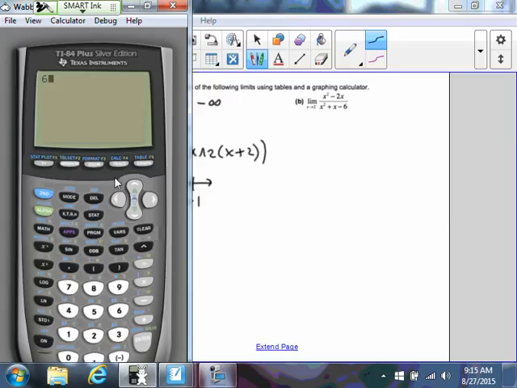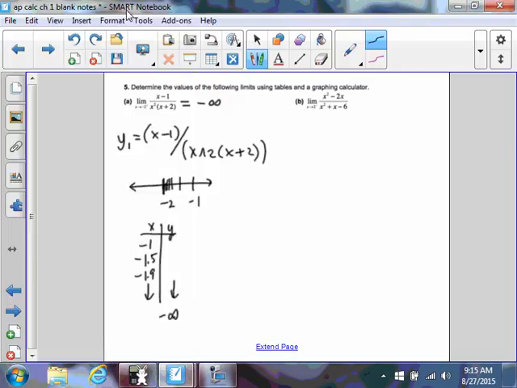Oh gosh, zoom 6. It does have some vertical asymptotes, right? So if you look, it's going to have vertical asymptotes at 0 and -2, and it goes down and then up and down, I believe. Is that what it was?